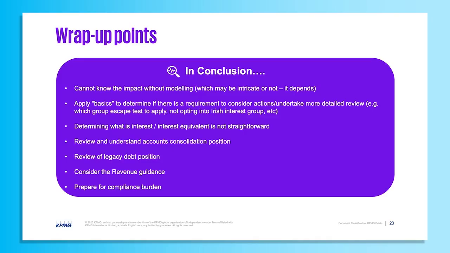It's important to remember that determining what is interest or an interest equivalent is not straightforward, and you may find that there are elements hidden inside other components of your financial results. You should review carefully your accounts position, and if you're going to rely on the equity ratio or the group ratio, consider the accounts consolidation position for your group.